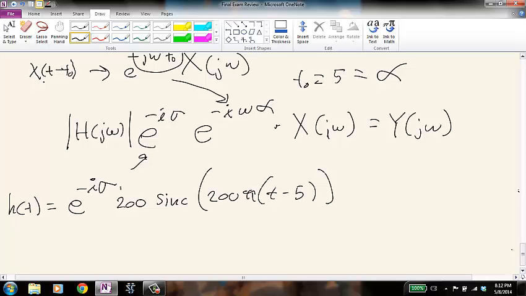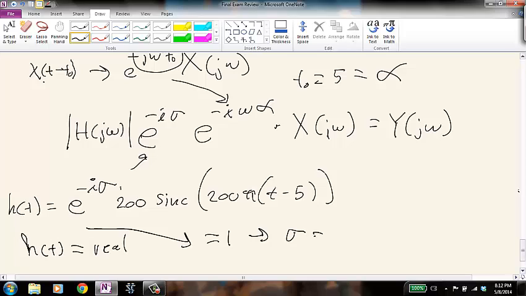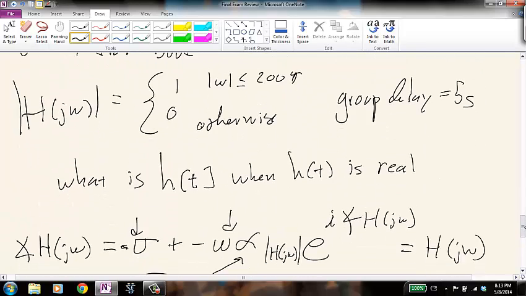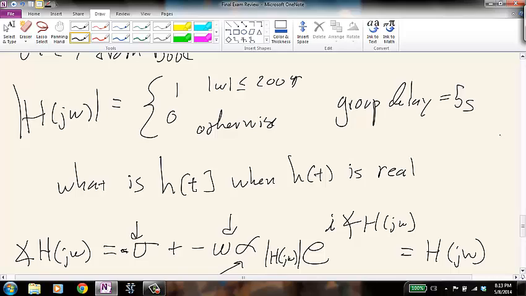Yes? And because we know it was real, that was the other piece of information we had, we know that this equals 1, so this equals 0. So we can get rid of that. So you should be able to get from the group delay and the magnitude to the impulse response.